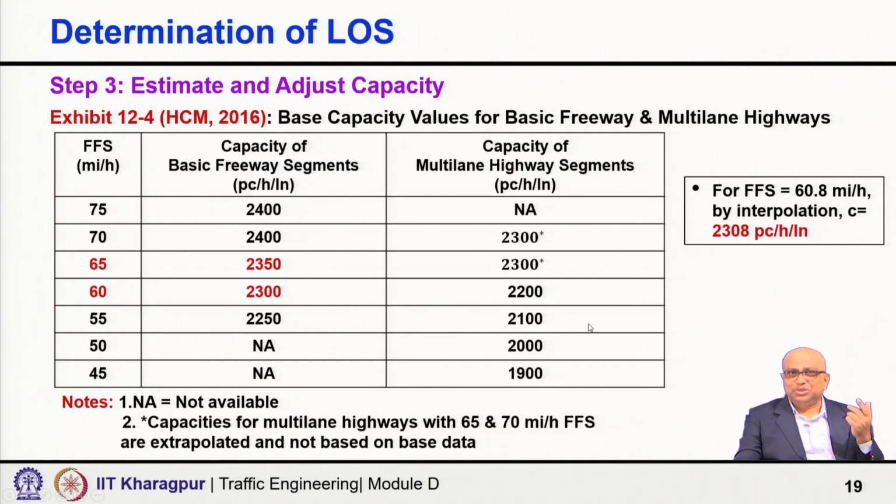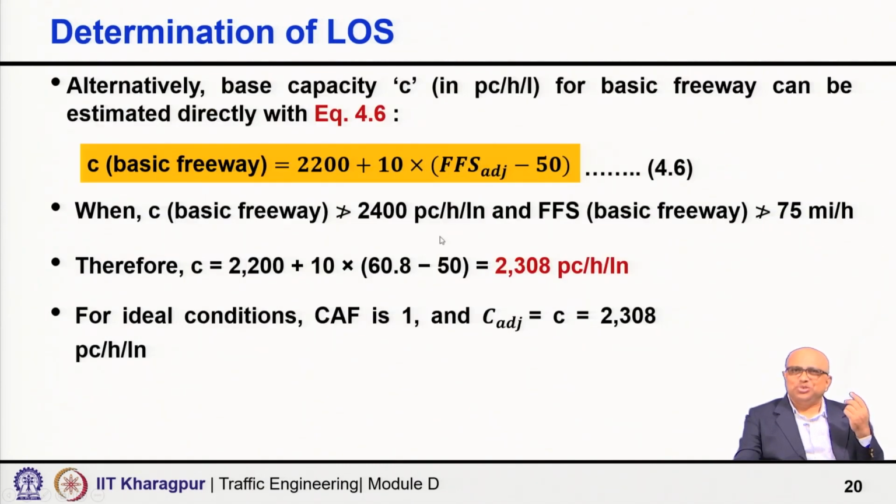Alternatively, I told that we can use the capacity equation. So, we have also done that here, both we have shown here. So, you can do that, take the FFS adjusted value 60.8 and you exactly get again 2308. You just see both cases you get the same value. And for ideal condition again there is no further adjustment to capacity. So, the capacity adjustment factor CF is 1. So, adjusted capacity is also same as the calculated capacity under ideal condition, 2308.